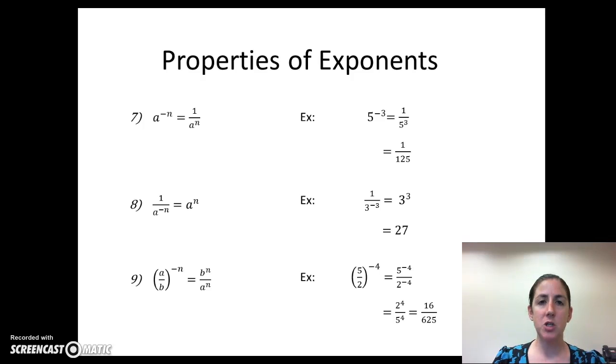Now all the examples I showed you were with integer bases. These work for all sorts of bases, and so now what I want you to do is work through the problems in the rest of this packet and do all these properties and apply them to variable bases.